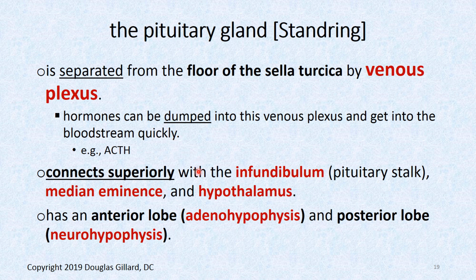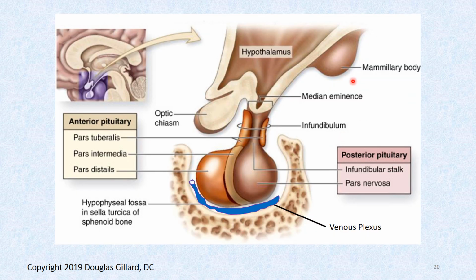It connects superiorly with the infundibulum, which is the pituitary stalk, and then the median eminence is above the pituitary stalk. That's still part of the pituitary. The median eminence is what connects to the hypothalamus. Which one of the following connects to the hypothalamus directly? So I see the question coming. The infundibulum? No, it connects to the median eminence. How about the median eminence? Yeah, that connects directly to the hypothalamus. I could say some silly word. There's an anterior lobe called the adenohypophysis and a posterior lobe called the neurohypophysis. Let's take a look at them here.